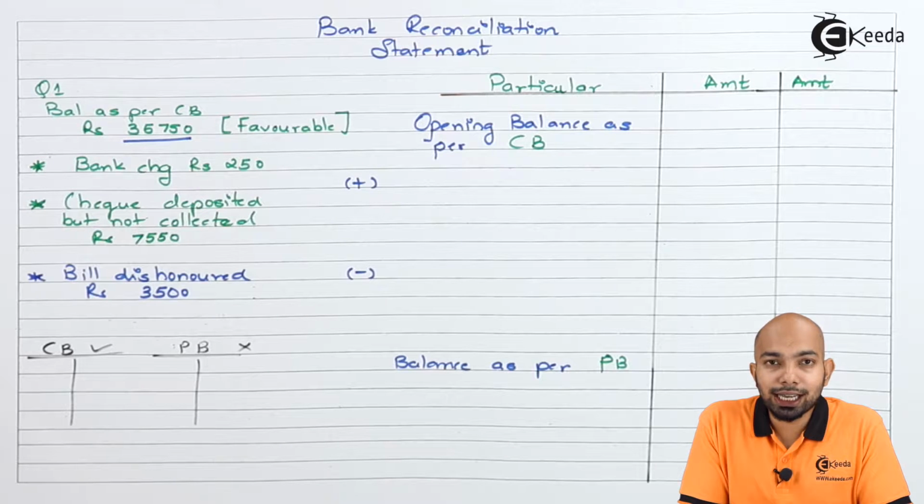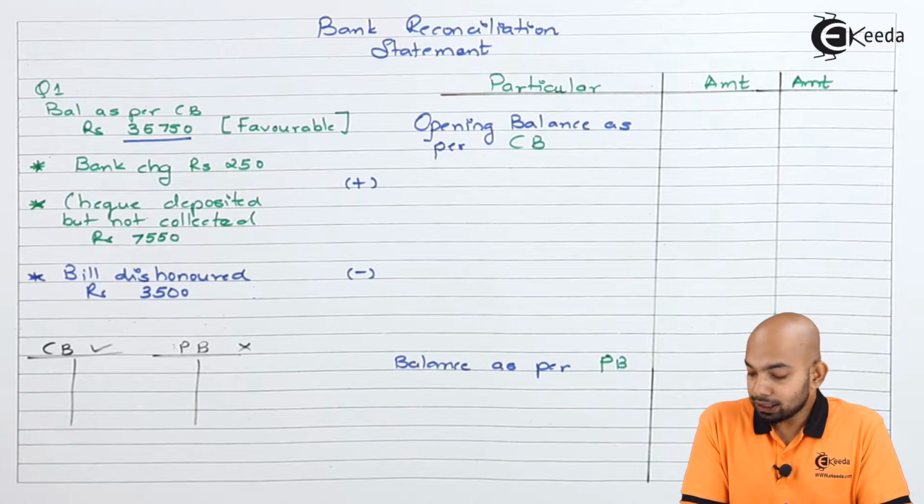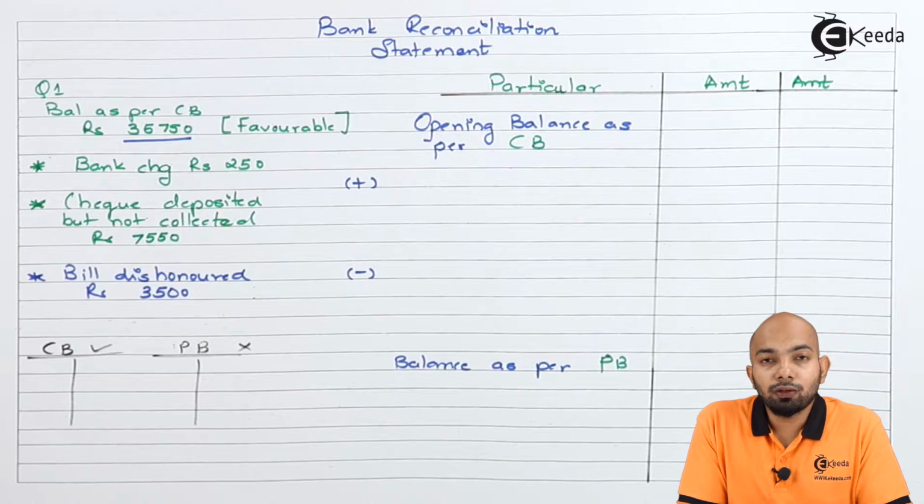Let's go to the other transactions. Check deposited but not collected, rupees 7,550. So there is a check deposited which has not been collected by the bank for an amount of 7,550. There are a few more transactions. Let's go through it. Bill dishonored, rupees 3,500. So there is a bill which was dishonored for rupees 3,500. Now we need to provide adjustments for all these three entries which have been mentioned here.